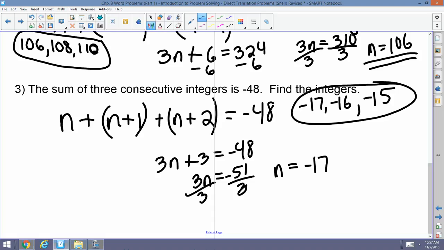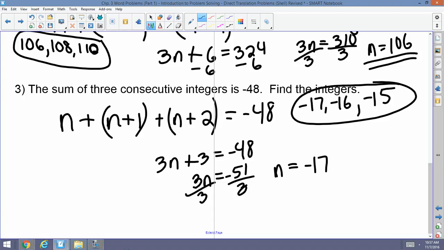Yes, sir. Can three consecutive integers go backwards, like n minus 1? No. They're not going to go backwards, then they wouldn't be consecutive. But what if they were going like negative 17 and negative 19? Then they would start from negative 19 and go forward. You always read left to right, not right to left. Yes, sir.